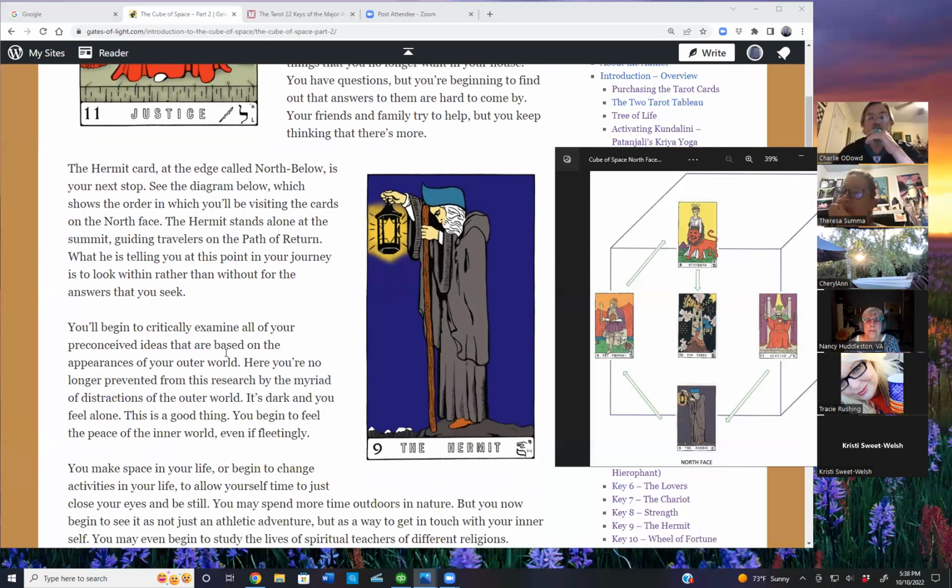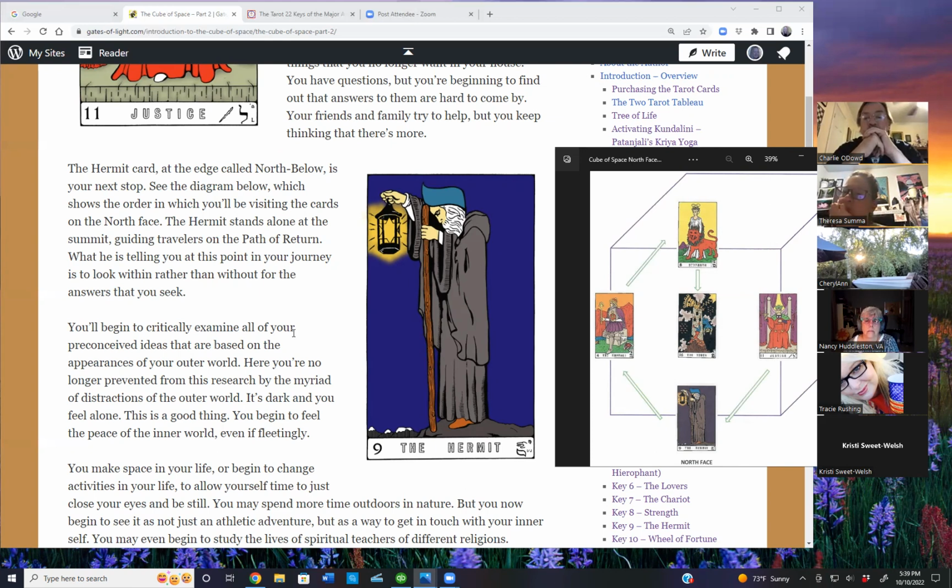So the Hermit card at the edge, called North Below, that's here, North Face, North Below, is your next stop. See the diagram below, which shows the order in which you'll be visiting the cards on the north face. The Hermit stands alone at the summit, guiding travelers on the path of return.